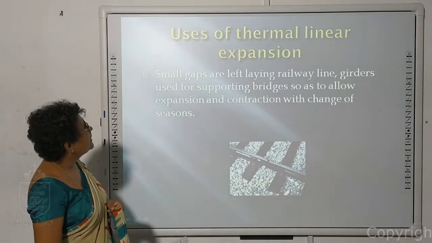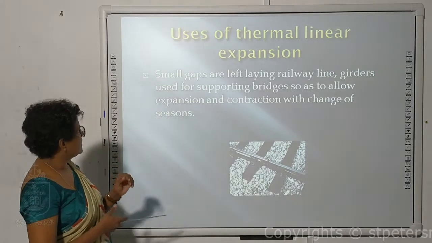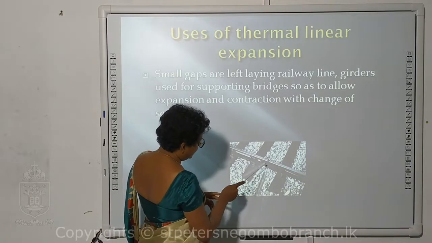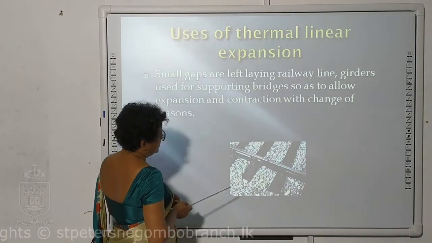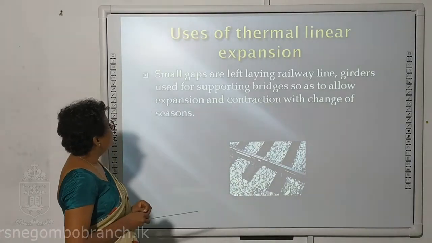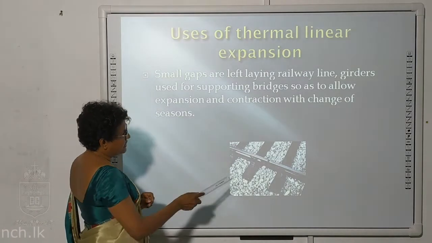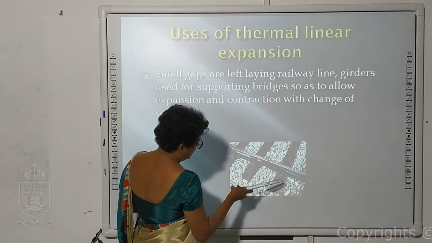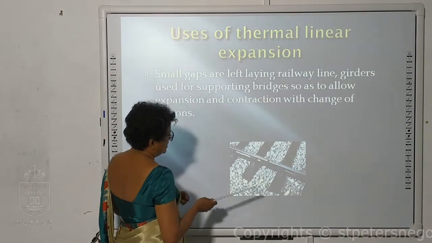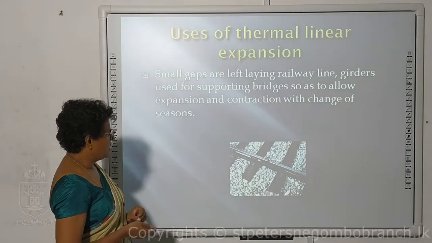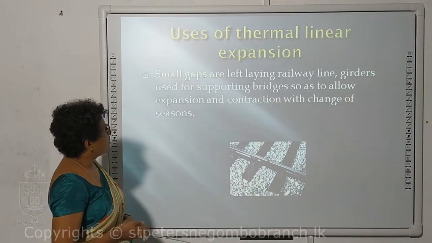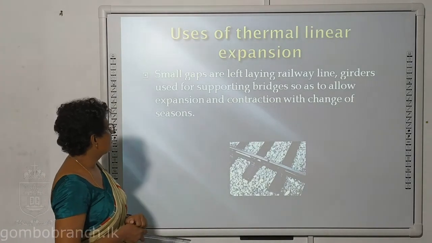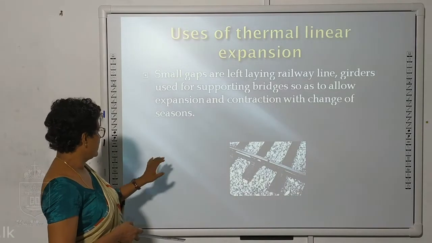Now, uses of thermal linear expansion. Have you all seen that on railway lines there's a small gap between two lines when they are fixing? They keep a small gap because if they get heated, they will increase in length and deform. The linearity will be deformed, so we keep a small space there. Also, gliders are used for supporting bridges, so as to allow expansion and contraction with changes of season.